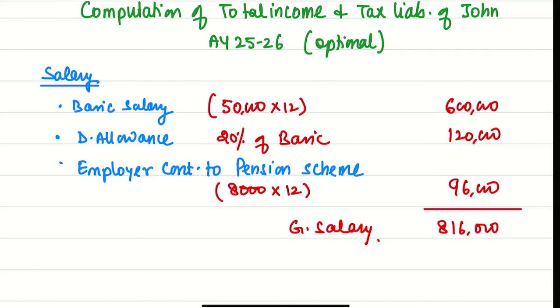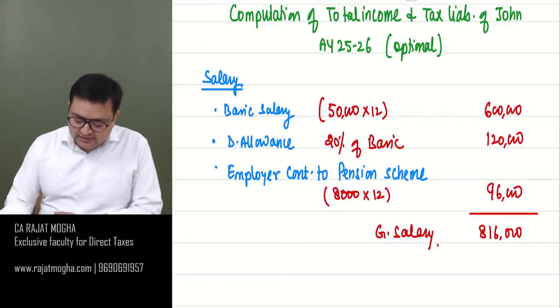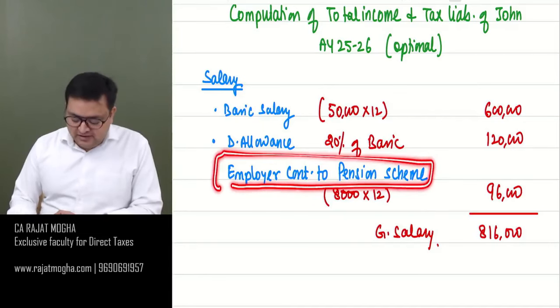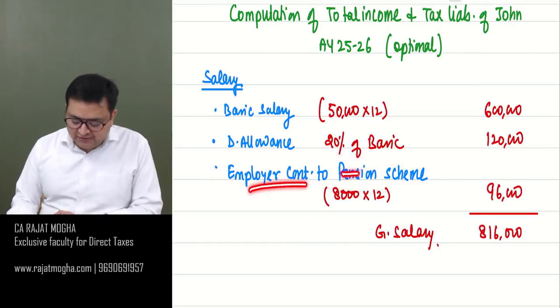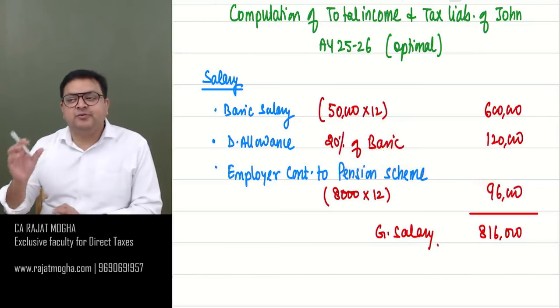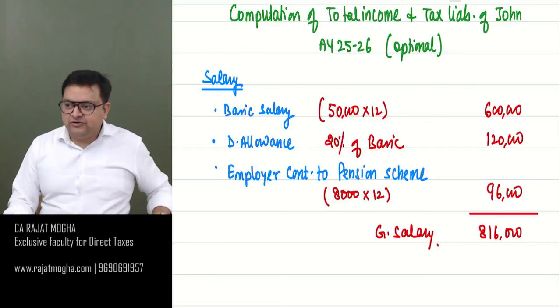I have a question for all of you. My question is, basic salary is taxable, DA is taxable. If the employer contribution were to a recognized provident fund instead of a pension scheme, what would have been your answer? Is it still 96,000 or will you change it? If this would have been RPF, because that is also important.